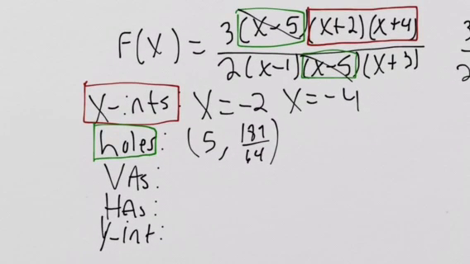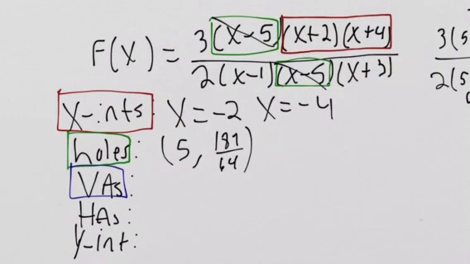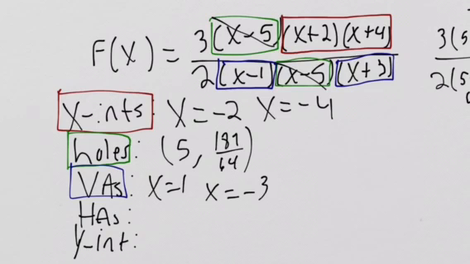Okay, vertical asymptotes are going to be the factors that are only on top, or sorry, only on bottom, because we're dividing our non-zero number by 0, which is going to cause an output of infinity, causing vertical asymptotes. So those happen at x equals 1 and at x equals -3.